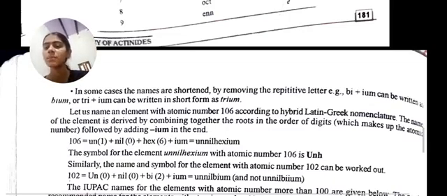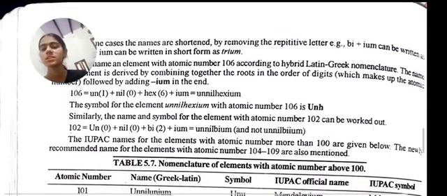Let us name an element with atomic number 106 according to hybrid Latin-Greek nomenclature. The name of the element is derived by combining the roots in the order of digits, followed by adding -ium at the end. So the name of 106 will be unnilhexium. The symbol for the element unnilhexium with atomic number 106 is Unh.